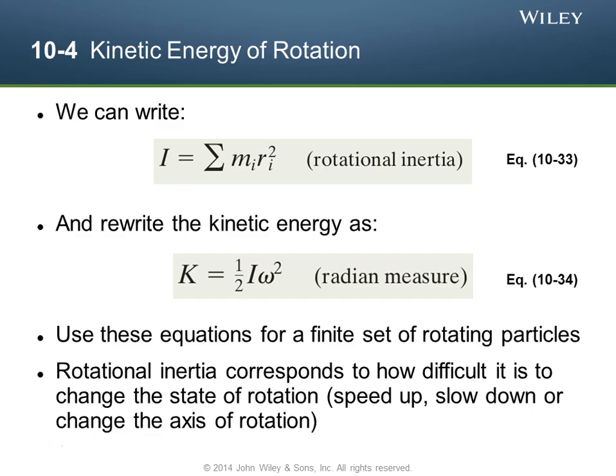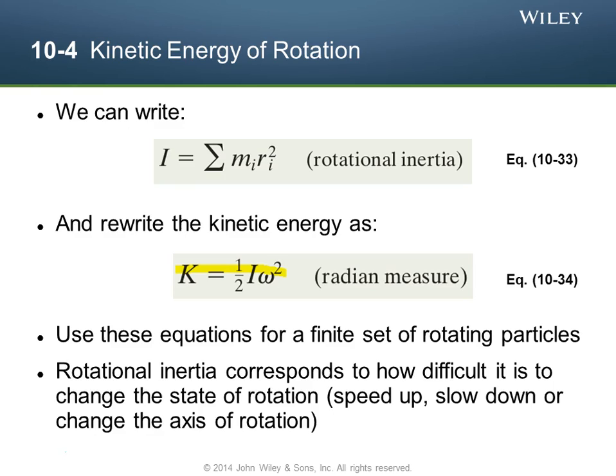Now keep in mind, these are tiny little indexed m's and indexed r's, meaning we're adding up every little piece of this object. And so this is going to be tabulated for us in tables, and for basic shapes, we'll have I calculated for us, and we can look that up when the time comes. But the key is the kinetic energy of a rotating object, the rotational kinetic energy, is equal to 1/2 I omega squared.